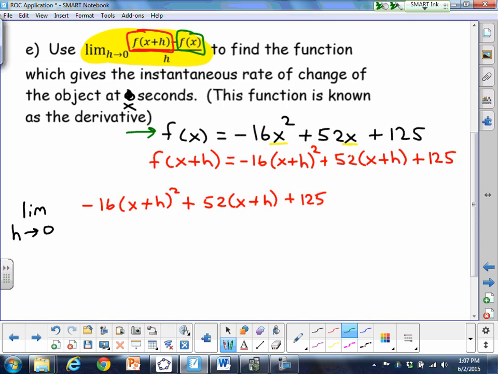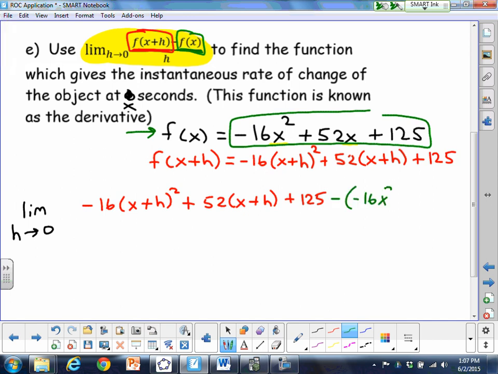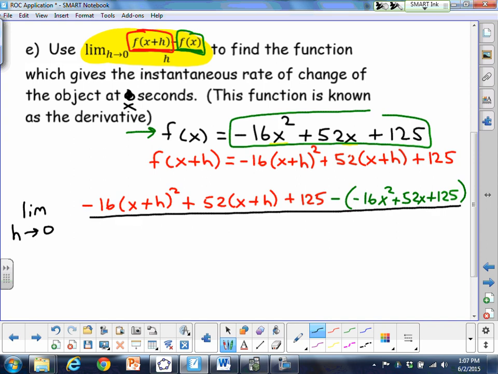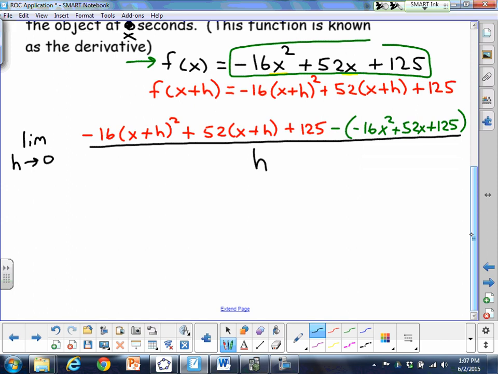Okay, and then we are subtracting. This was the regular f of x that we need to do next. So let's minus that whole thing in parentheses. And the whole thing is always divided by h. h is like the change in x. So now it becomes a really kind of a messy algebra problem. Okay, so let's do it. So we're still doing the limit as h approaches 0.